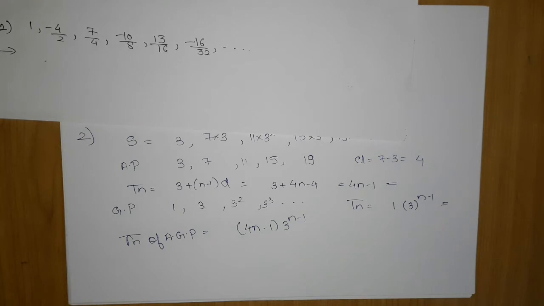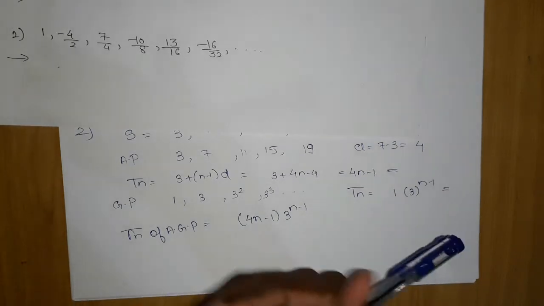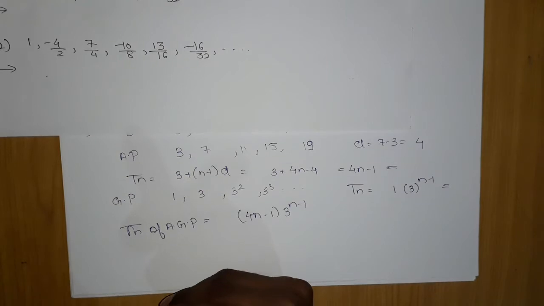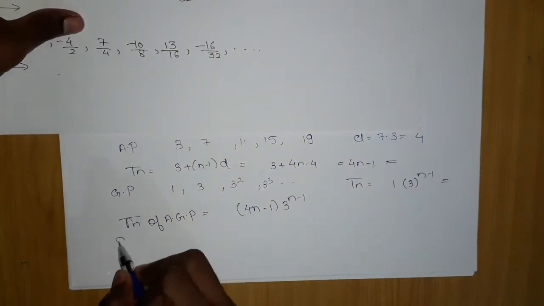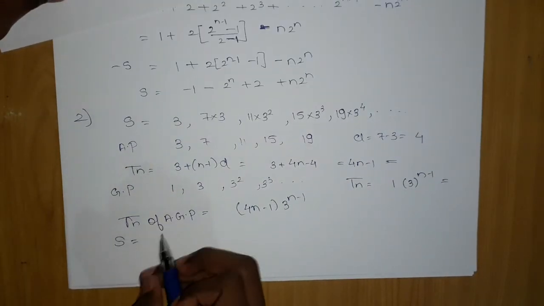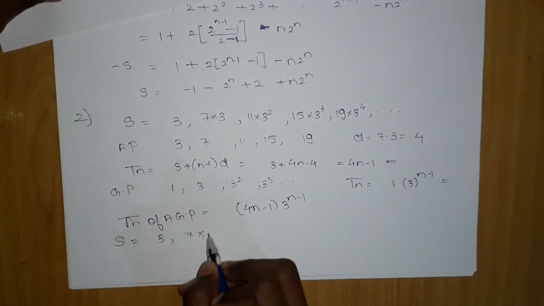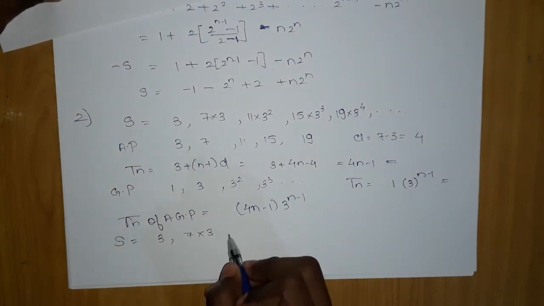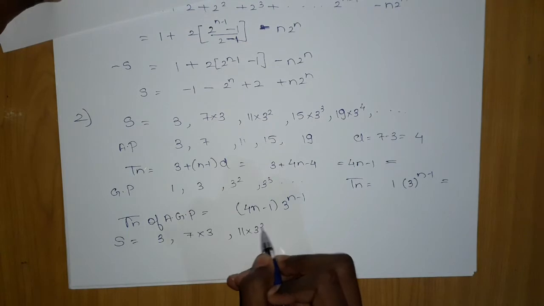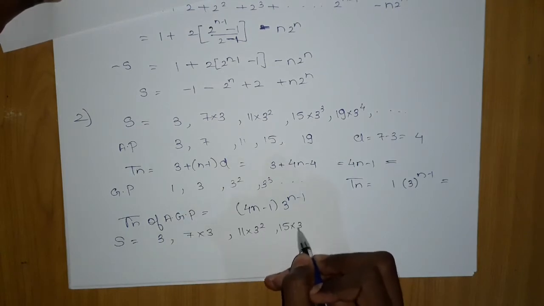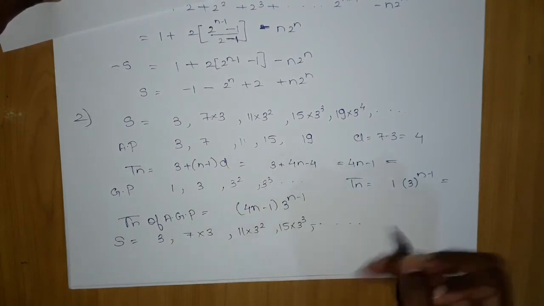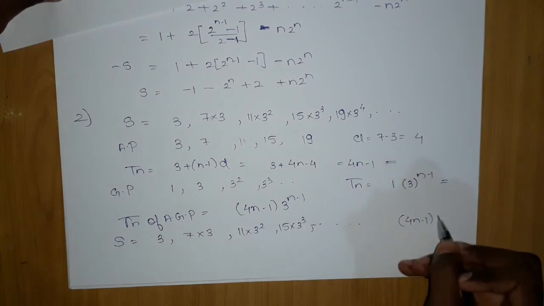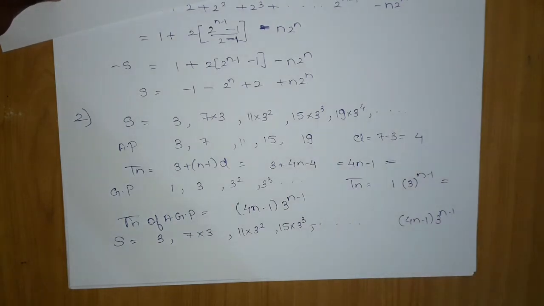Okay, after doing this, what can you do? Write the series again by writing the Tn term. What is the series? 3, 7 into 3, 11 into 3 square, 15 into 3 cube, till (4n minus 1) into 3 power n minus 1. Okay, so I got the Tn term.